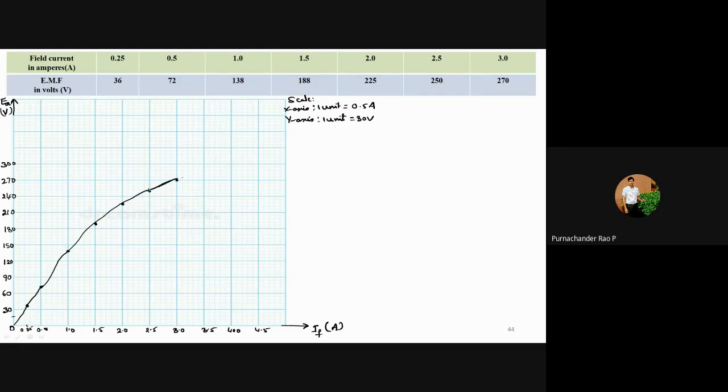So this is my magnetization characteristics. This is your OCC curve, the OCC curve at 1000 RPM, as given.